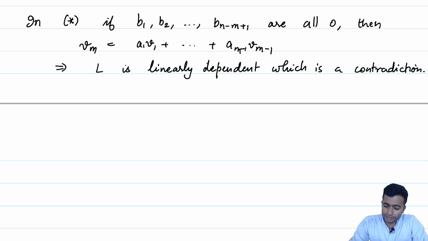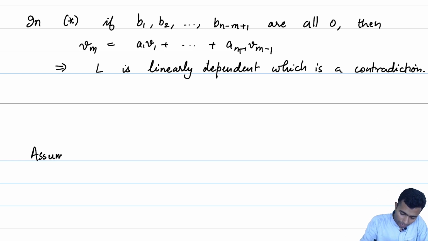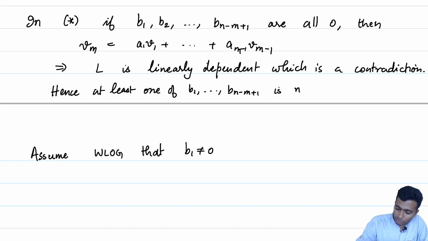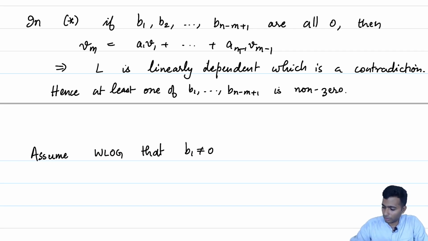And after a renumbering if needed, assume without loss of generality that b1 is not equal to 0. So this concludes that at least one of b1 to bn minus m plus 1 is not 0. That's what we have concluded, and assuming that we can renumber the indices without loss of generality, assume that b1 is not equal to 0. What does that imply?